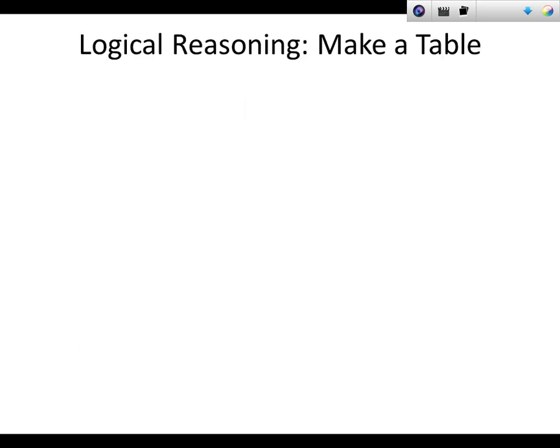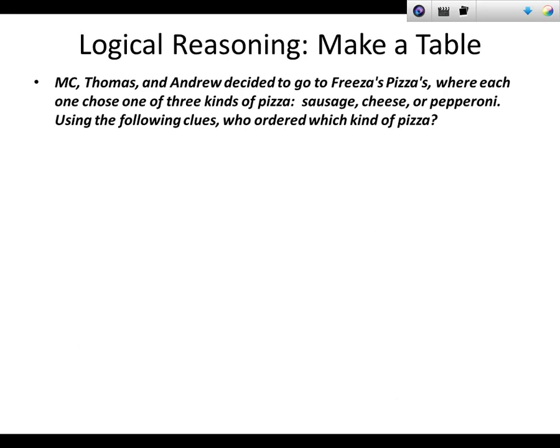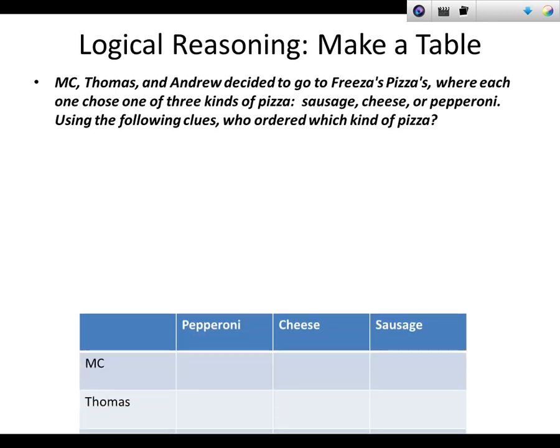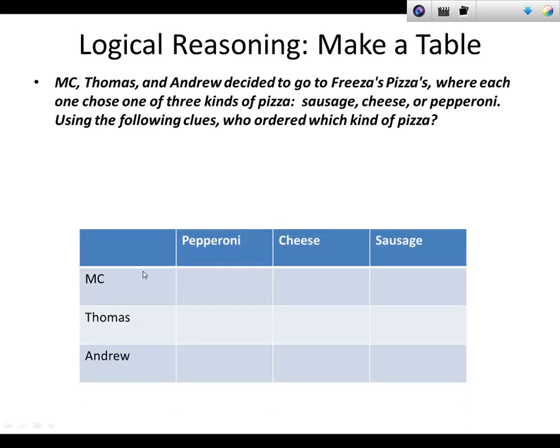Okay, let's look at another problem that we can use logical reasoning to solve. This time, instead of putting labels on the picture, we're going to create a table. Let's look at the problem. MC, Thomas, and Andrew decided to go to Frieza's Pizza, where each one chose one kind of 3 pizzas, sausage, cheese, and pepperoni. Use the following clues. Who ordered which kind of pizza? Okay, so like I said, in this one we're going to make a table. We're going to label the table, okay, with the different types of pizza on top and the 3 children on the bottom, MC, Thomas, and Andrew.